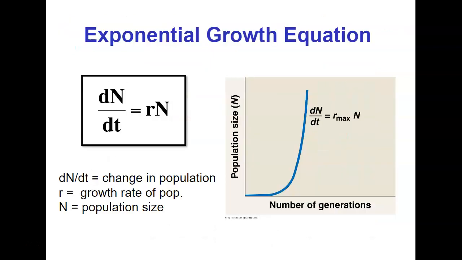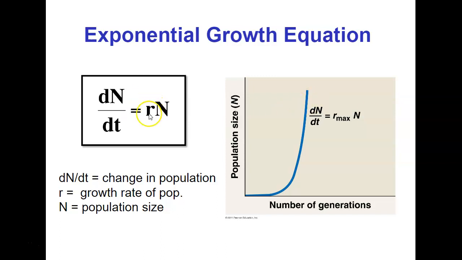And here's the equation for it. The change in population over time, dN/dt, is equal to little r, which is a growth rate, times capital N. Please don't think you have to memorize this equation. It will be on the formula sheet, and it is labeled as exponential growth. I'll show you that in a few slides.